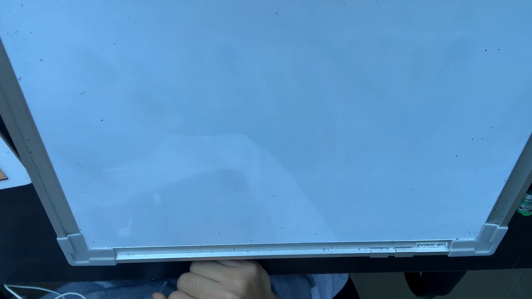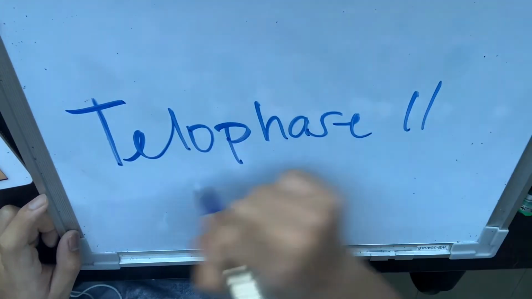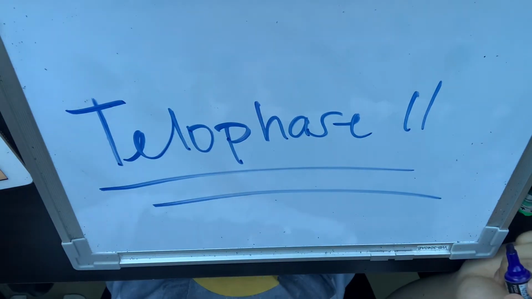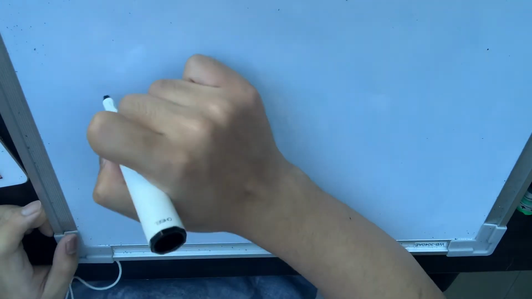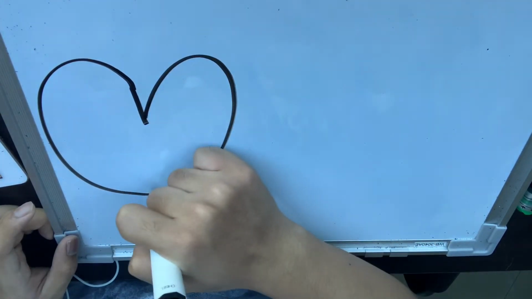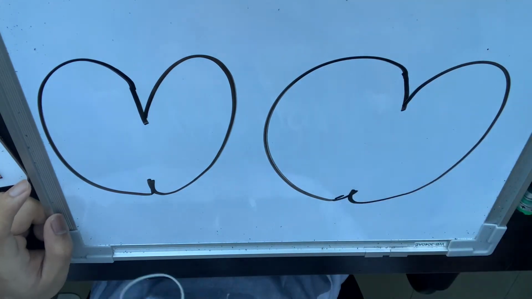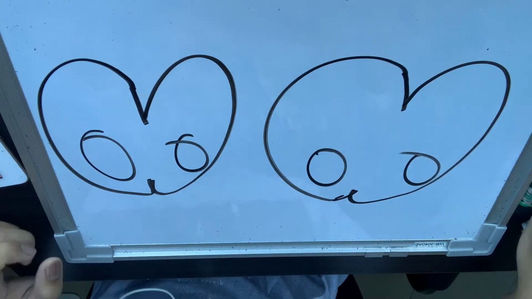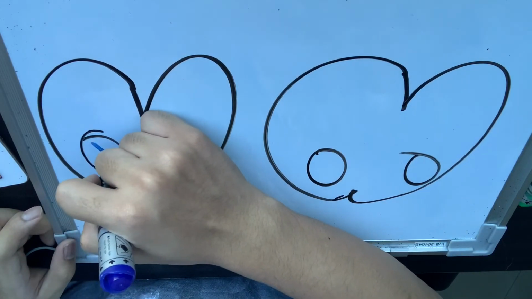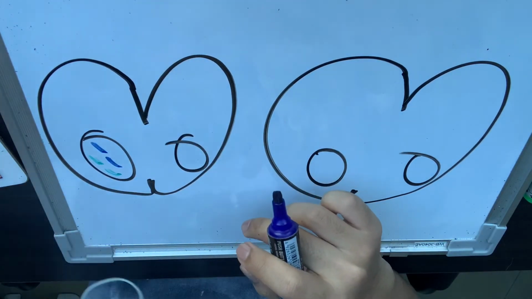Moving on to telophase 2. In telophase 2, a nuclear envelope forms around each set of chromosomes. Cytokinesis takes place, producing 4 daughter cells, each with a haploid set of chromosomes. Because of crossing over, some chromosomes are seen to have recombined segments of the original parental chromosomes.